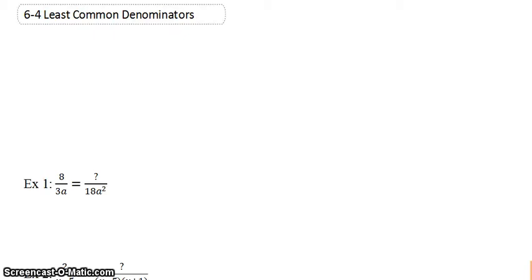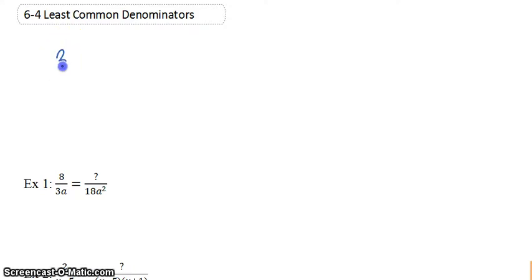Alright, so we're on 6.4, which is least common denominators, and this section's important only because the next sections we're going to head on to, we're going to be adding and subtracting fractions, where you're going to have to factor and find common denominators. In order to do that, we want to make sure that you are familiar with least common denominators and how to do them with these special kind of fractions that we've been working with recently.